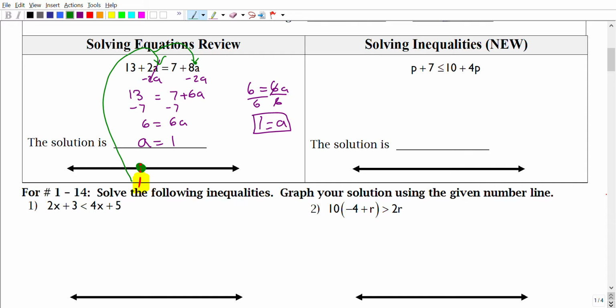But again, if you want to prove that to yourself, you're more than welcome to try it out. I'm not going to take the time to do that right now because I know we've practiced with equations. So what I want to do is actually focus on inequalities.